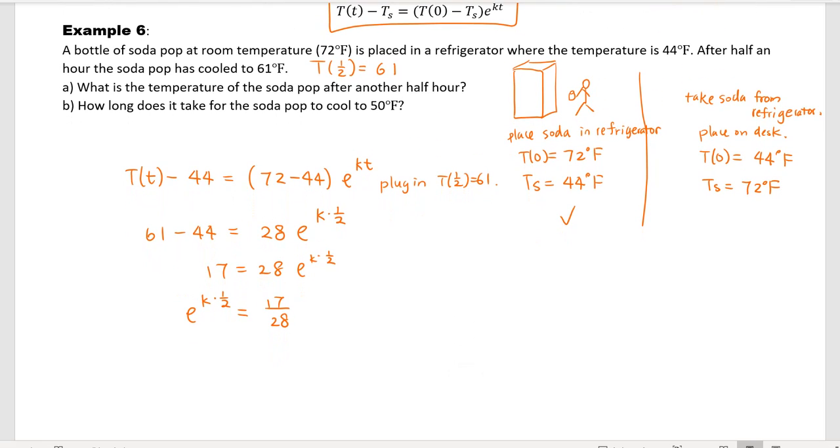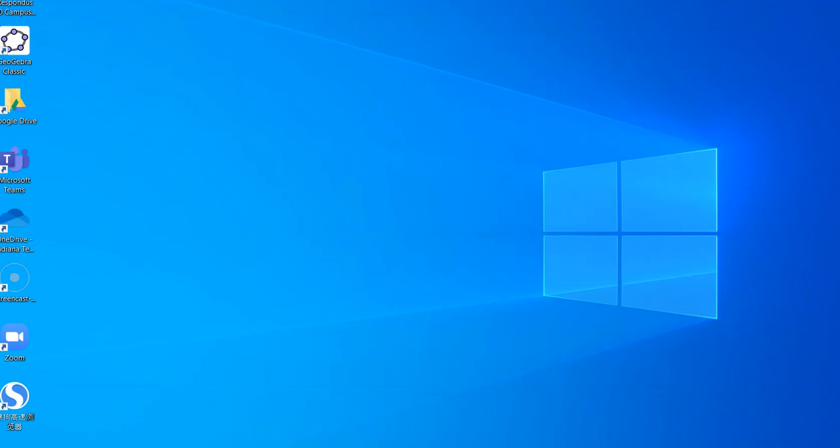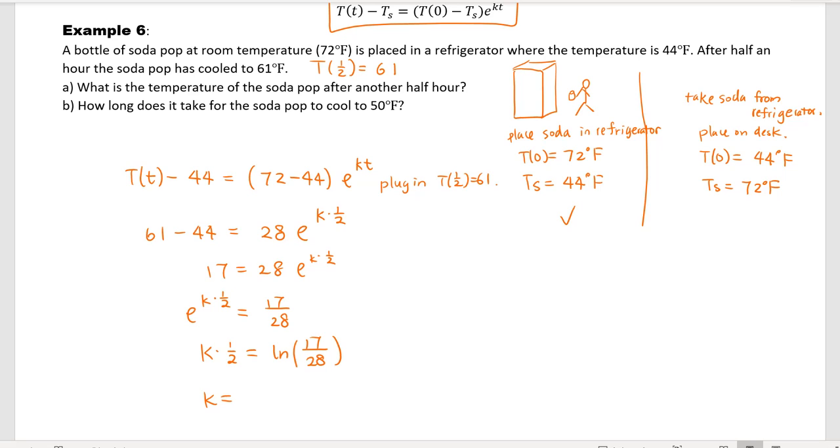Now, in order to solve for k, let's take natural log on both sides. The natural log and e cancel, so we get k times 1/2 is natural log of 17 over 28. We just multiply both sides by 2, so we get k equals 2 times natural log of 17 over 28. Now we plug it back: T of t minus 44 equals 28 e to the k t, where k is 2 natural log of 17 over 28. So this is the temperature function.